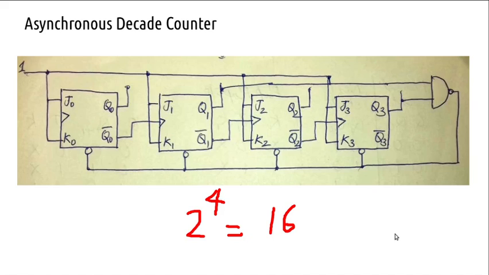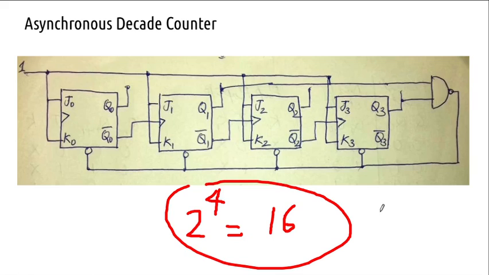That is after 9 comes 10, 11, 12, 13, 14, 15. There is no 16 there. 16 means it is again going to 0. 1 1 1 1 is the max. So 6 states are unused. These are the total possible states, and you are using only 10 states. 10 states are used.